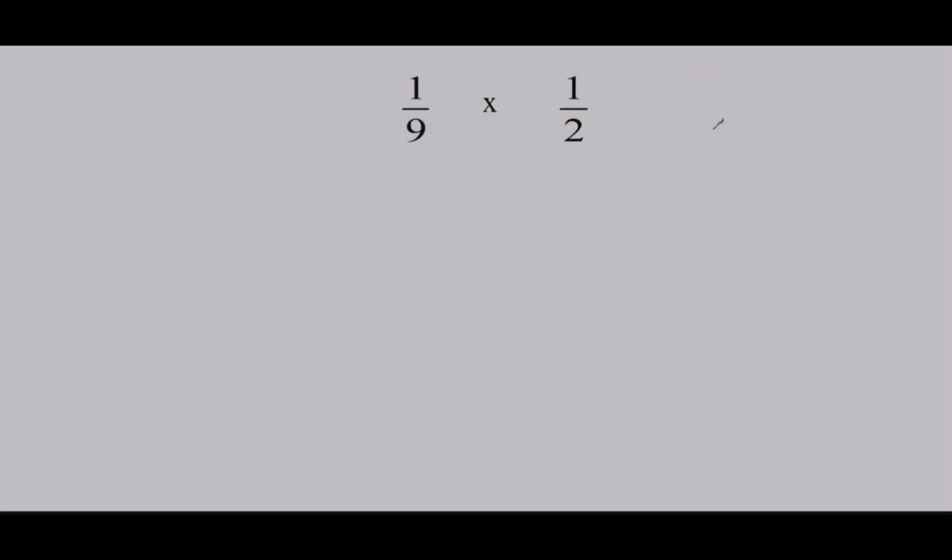Example number 2. I have 1/9 times 1/2. Multiply straight across. 1 times 1 is 1. And 9 times 2 is 18. So my answer to example number 2 is 1/18. Let's move on to example number 3.